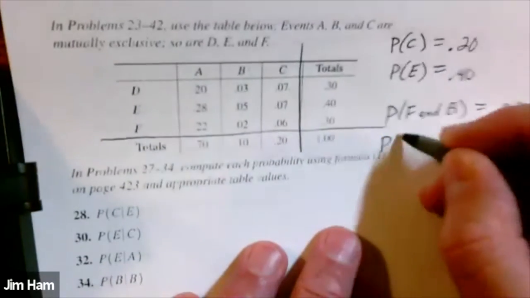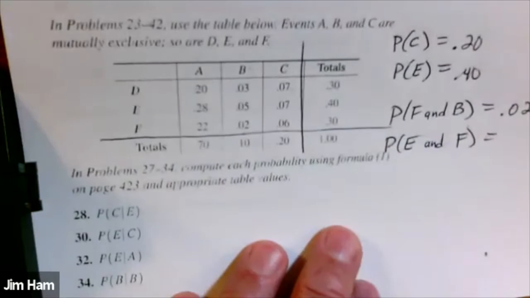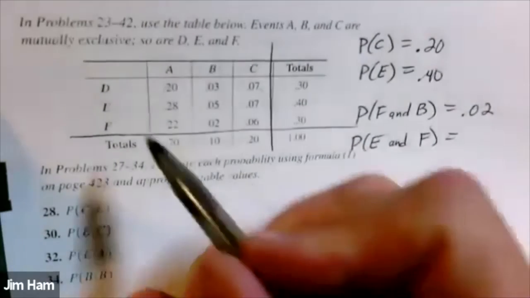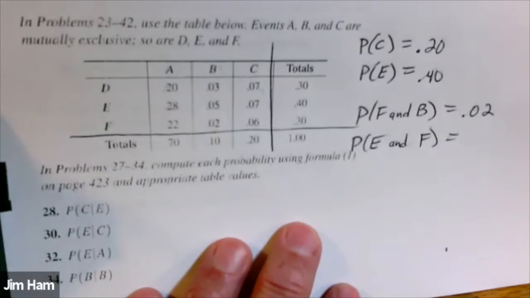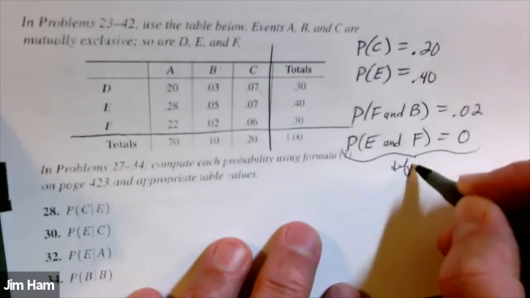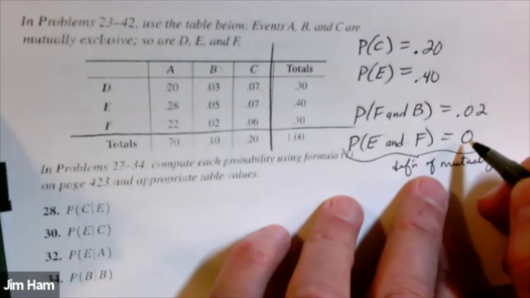Here's one that's a little trickier. See if you can answer this one. E and F. For this one, it says that E and F are mutually exclusive, so they can't occur at the same time, so 0. In fact, this is our definition of mutually exclusive events. If two events have nothing in common, then their probability is 0.